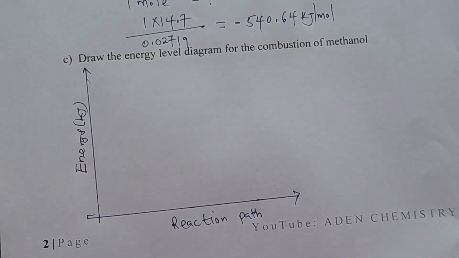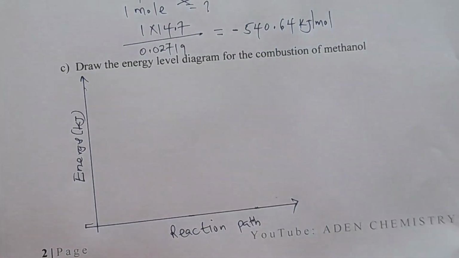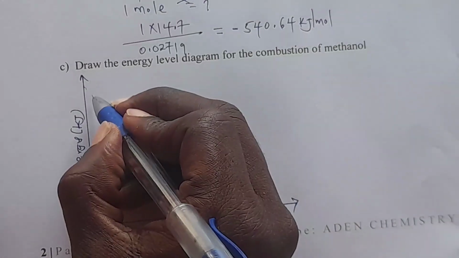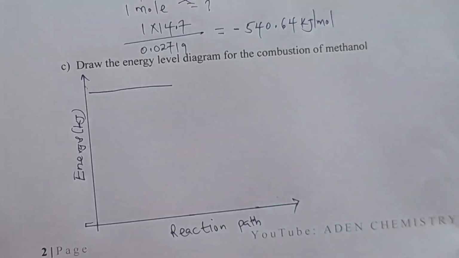So this is an exothermic reaction, and we said in an exothermic reaction the reactants are having a higher energy content than the products.